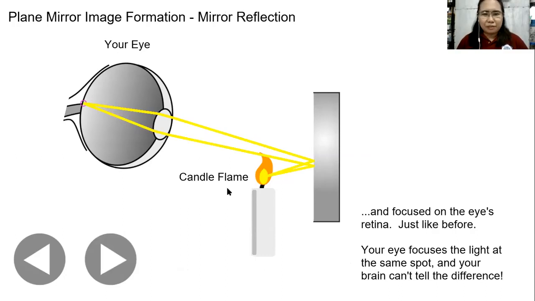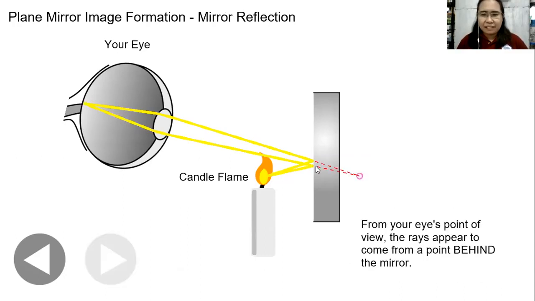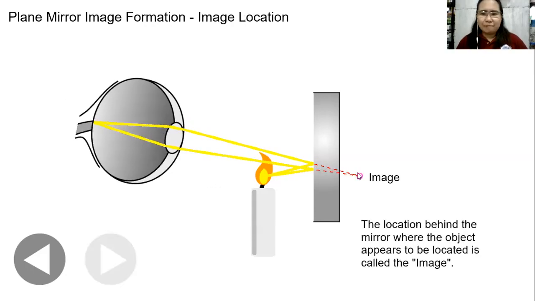And then, you will notice that the rays seem to appear from a point behind the mirror. So, we have these imaginary lines and it meets at a certain point behind the mirror. So, ang point na yan, that is where the image is located. So, nakatingin na tayo sa mirror, there's a candle in front of the mirror, tinitingnan natin, so we can also see an image of that candle that we see.